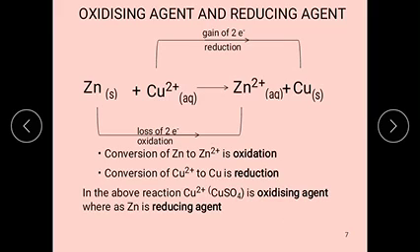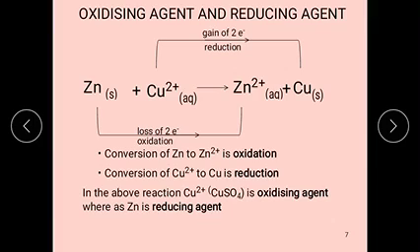Whereas zinc is a reducing agent because it is losing the electrons. Then it is a reducing agent. Copper plus 2 is gaining the electrons, then it is an oxidizing agent. I think it is clear about this oxidation and reduction reaction and also the oxidizing agent and reducing agent.